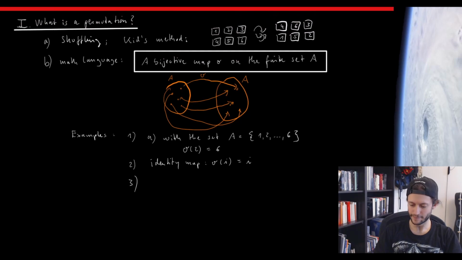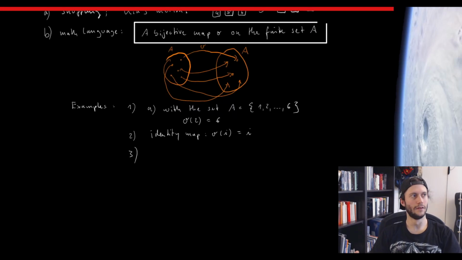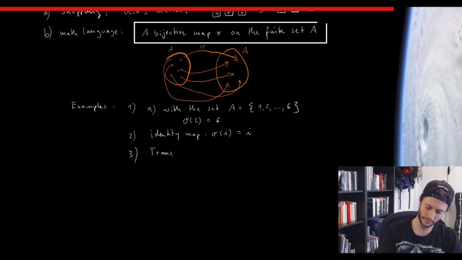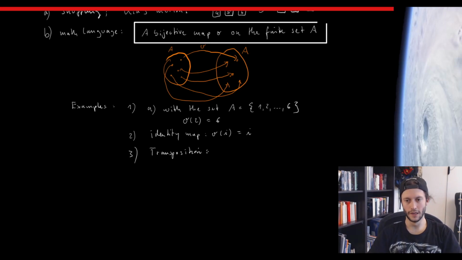So there's one fundamental permutation, which is called a transposition. It even got its own name. Fundamental in the sense that, as we will see, you can express any other permutation as a series of transpositions. But also fundamental in the sense that it really does almost nothing.